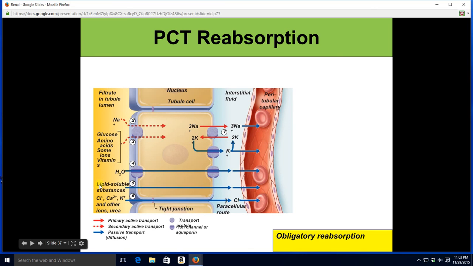Meanwhile, lipid-soluble substances, whoosh, zip right through. Some other stuff, chloride, calcium, potassium ions, are going to try and slip through the paracellular route. All right, we could go into a lot more detail here, or not. Sorry about that. All right, see you later.